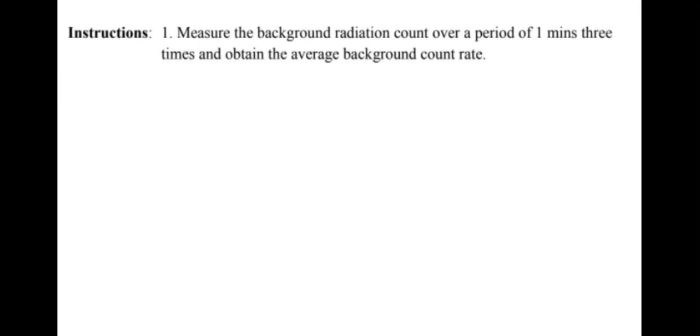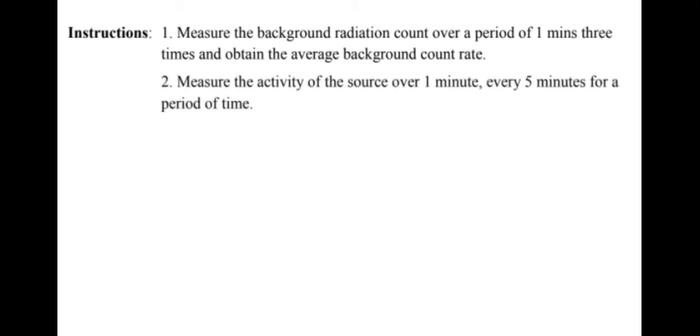What we're going to do is measure the background count rate over a period of 1 minute 3 times to obtain an average background count rate, because we need to know the corrected count rate. We need to know what is entering that Geiger counter that is due only to the radioactive source we're investigating, not due to the background level as well.